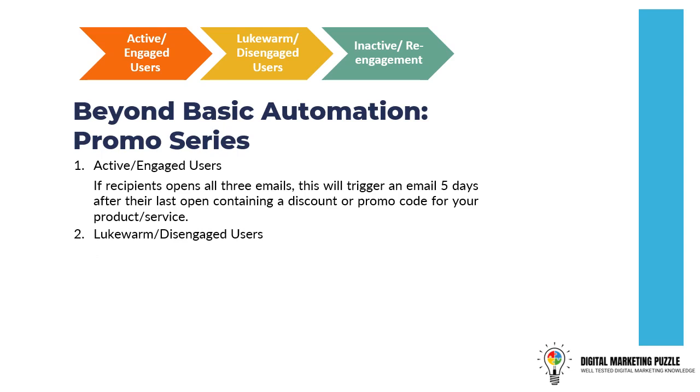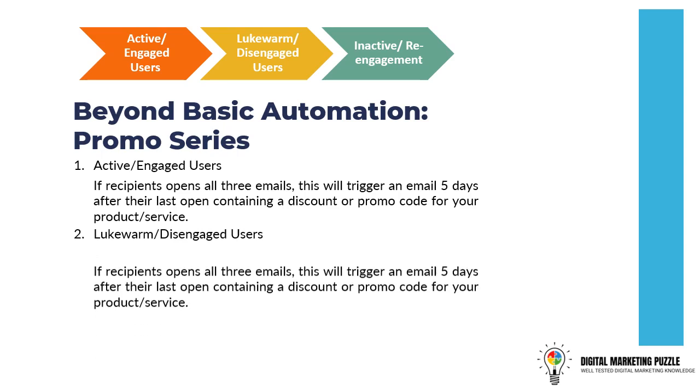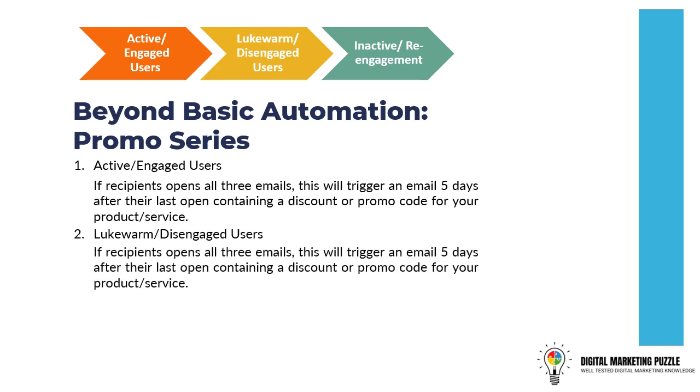2. Lukewarm or disengaged users. If recipients open one of the 3 emails but still haven't taken the next step, you don't want to send a follow-up email right away. Trigger an educational email to be sent 10 days after they open the email. Then add tag promo_123_follow-up to their profile. After the educational email is sent, this automation ends.